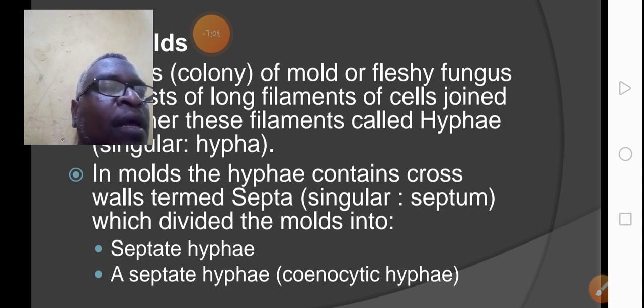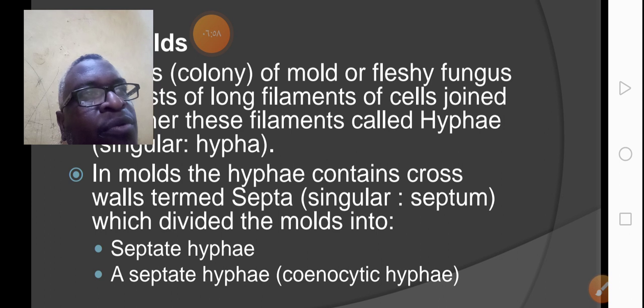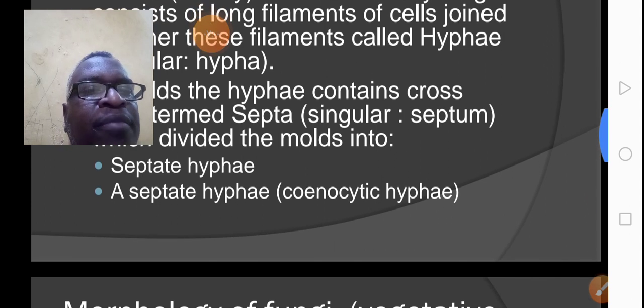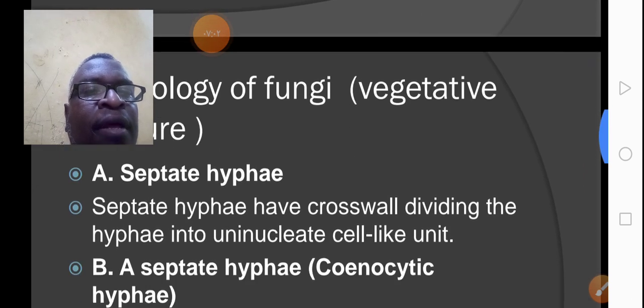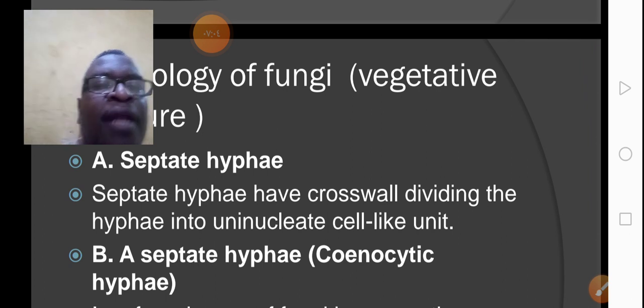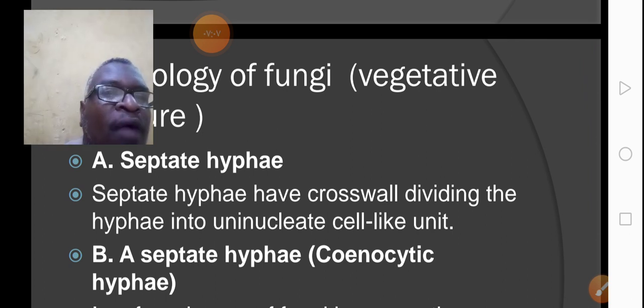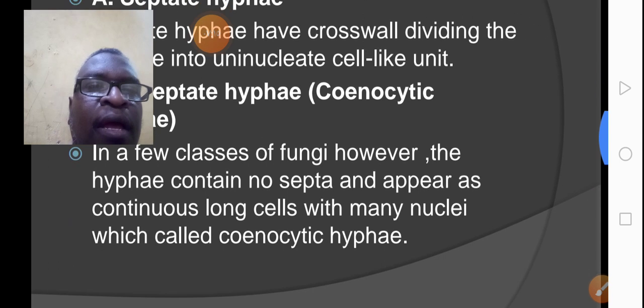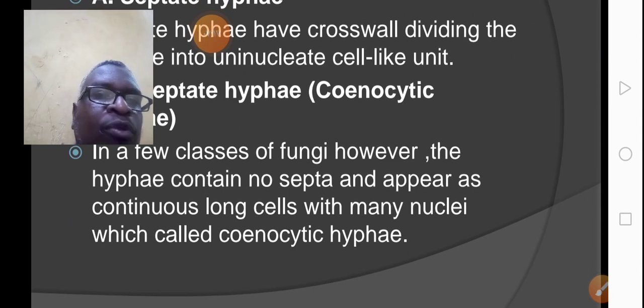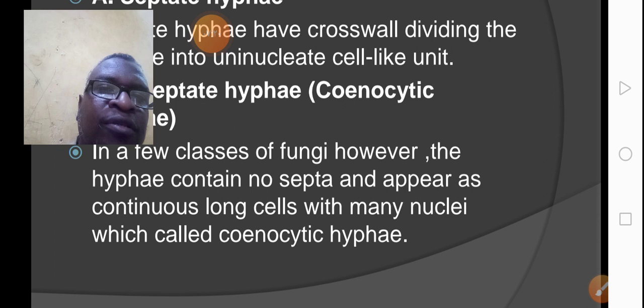That means we call it coenocytic hyphae. That means diffusion of nuclei through all the cell wall. That means it's aseptate hyphae. So we speak now about septate hyphae, which have cross walls dividing the hyphae into uninucleate cell-like units, or aseptate hyphae, coenocytic hyphae, found in a few classes of fungi. However, the hyphae contain no septa and appear as a continuous long cell with many nuclei, which we call coenocytic hyphae.